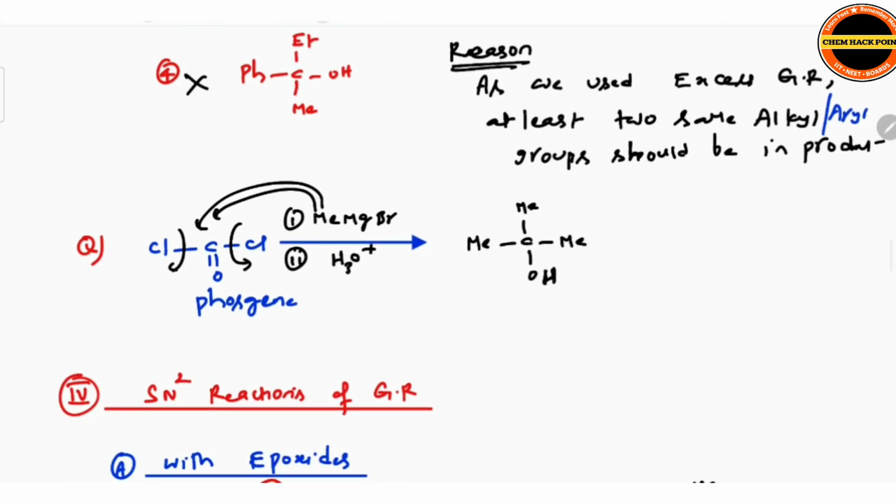With COCl2 and excess methyl magnesium bromide, what happens? Here we remove both the chlorine atoms. So methyl magnesium bromide adds methyl, three methyl groups in total, and followed by H3O+ gives three methyl groups and OH.